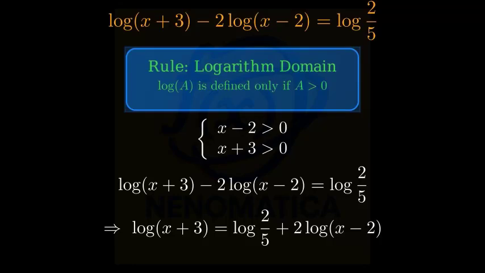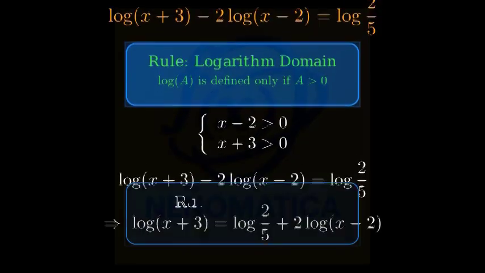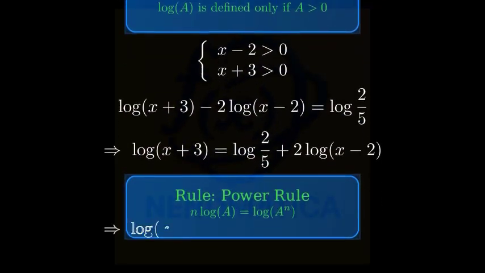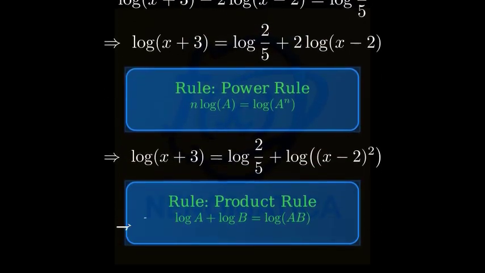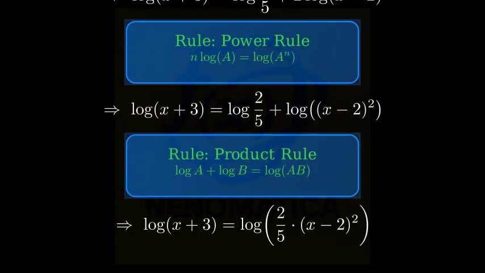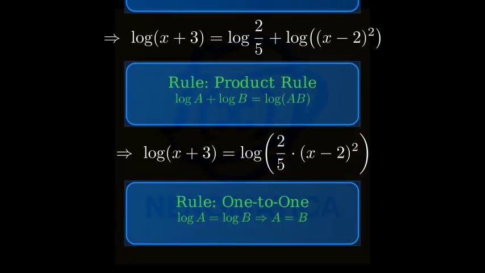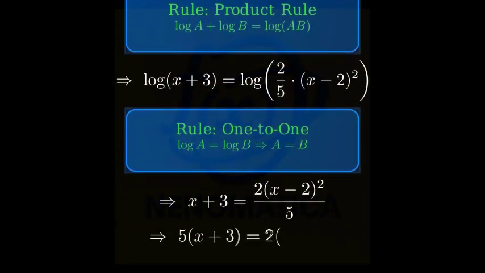Step 3. Apply the power rule to 2 log of x minus 2. Then combine the sum of logs into a single log using the product rule. Step 4. Use the one-to-one property of the logarithm to equate the arguments, then clear the fraction. Step 5. Expand both sides, as in the written solution.